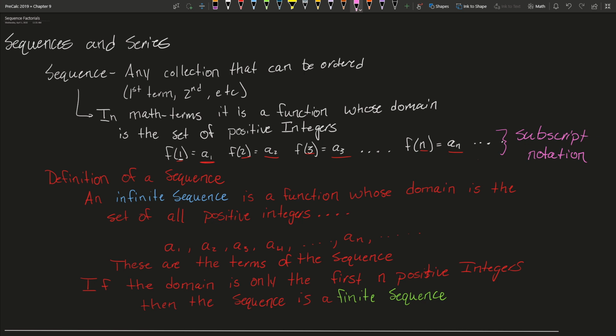So the definition of a sequence: an infinite sequence is a function whose domain is the set of all positive integers. That means we're just dealing with the first, second, third, fourth, fifth, and so on. Those a's, all of them combined, are the terms of the sequence. Now, if the domain is only the first n positive integers, so only up to n and no further, then the sequence is called finite. So there are two types of sequences, infinite and finite. Infinite means it just keeps going, and finite means it stops at some point. I'll pause for a second and let people catch up. If you have any questions over anything so far, let me know.